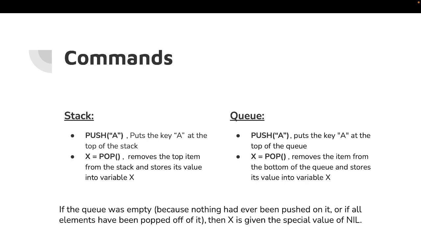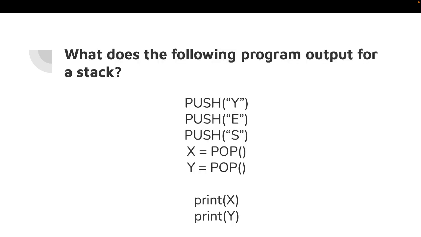Now for stacks, the pop function removes the top item of the stack. So if we were to pop a stack with an A at the top, it'll return the A value. For queues, that's different. For queues, it'll pop out the bottom value. So if we had a queue with a bottom value of A, and we do pop, it'll return the value A. And if the queue or stack is empty and you pop something out, it'll return a value called nil. So let's do a little practice.